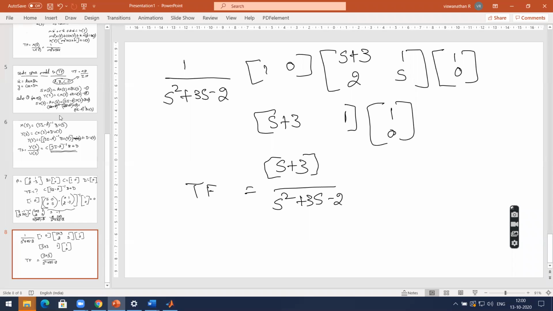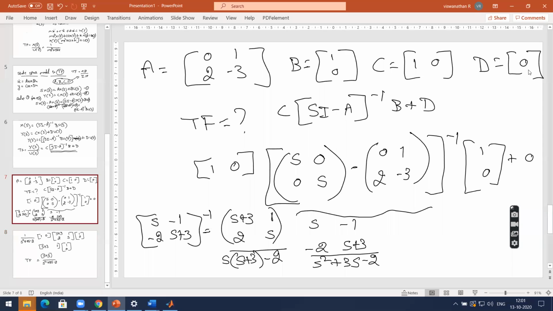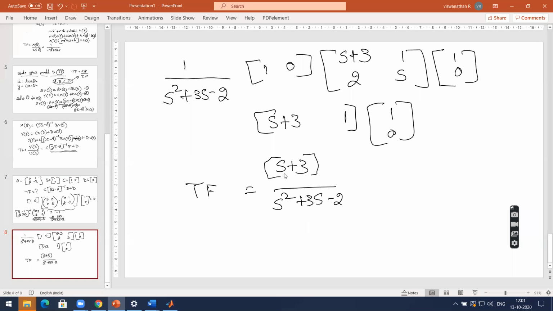Understood? Given a state space model A, B, C, D, you are trying to find the transfer function. So this is the relation which we derived. We just applied this and got the transfer function to be s plus 3 divided by s square plus 3s minus 2. We'll check it with MATLAB to see if we have done it correctly.